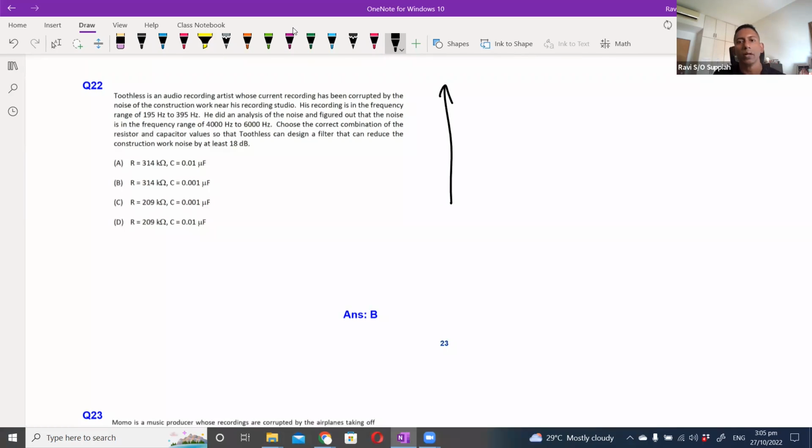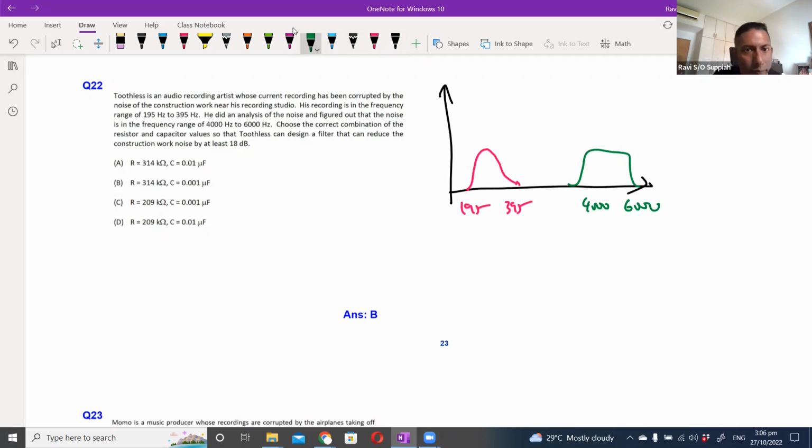If you want to draw out this spectrum, the frequency range of what we want is somewhere here, around 195 to 395. The noise that is interfering is somewhere here, around 4000 to 6000. What you want to design is a filter that can reduce this noise by at least 18 dB.